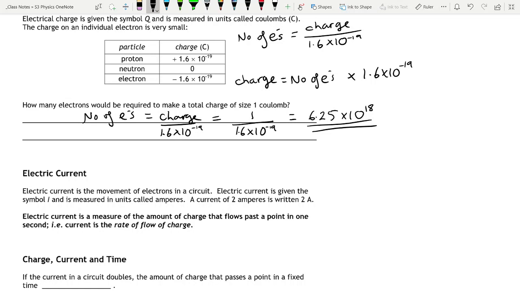Right, so electric current. Current is the movement of those charges in the circuit. Electric current is given the symbol I, because it's named, I think, for something French. I'm not entirely sure what the French word is. It's measured in units called amperes, after Monsieur Ampere. A current of 2 amperes is written as 2 capital A, and it's capital A again because it's named after a person.